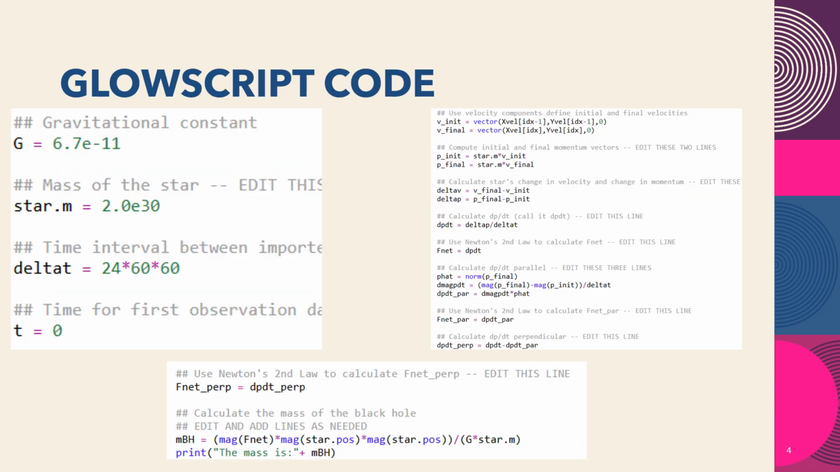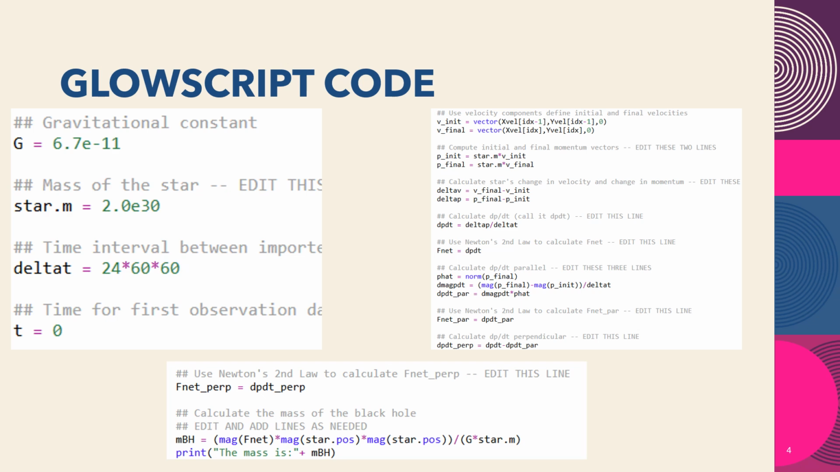Alright, so here's my GlowScript code. We have some initial constants that we have to cover, like big G, which is 6.7 times 10 to the negative 11th, but the mass of the star in this case is 2 times 10 to the 30th kilograms. And the time interval needs to be converted, 24 hours into seconds, so you do 24 times 60 times 60.